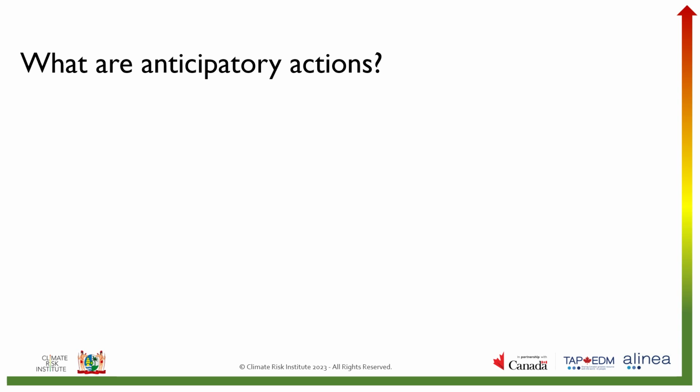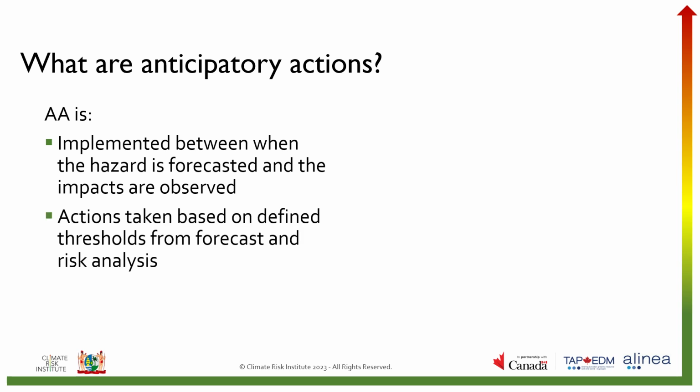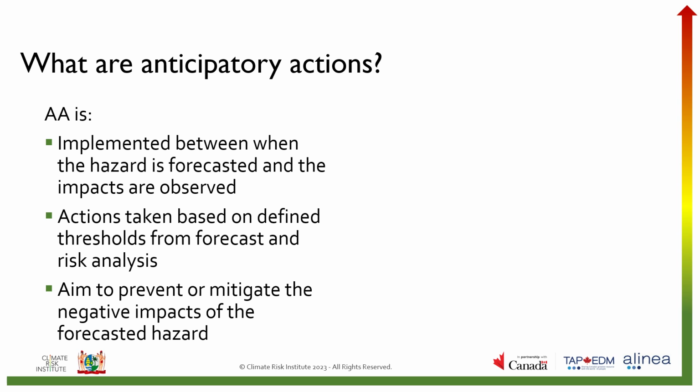Anticipatory action is a very specific, predefined intervention. Anticipatory action is implemented between when the hazard is forecasted and the impacts are observed. Anticipatory actions are actions taken based on a defined threshold from the forecast and a risk analysis, and they aim to prevent or mitigate the negative impacts of the forecasted hazard.